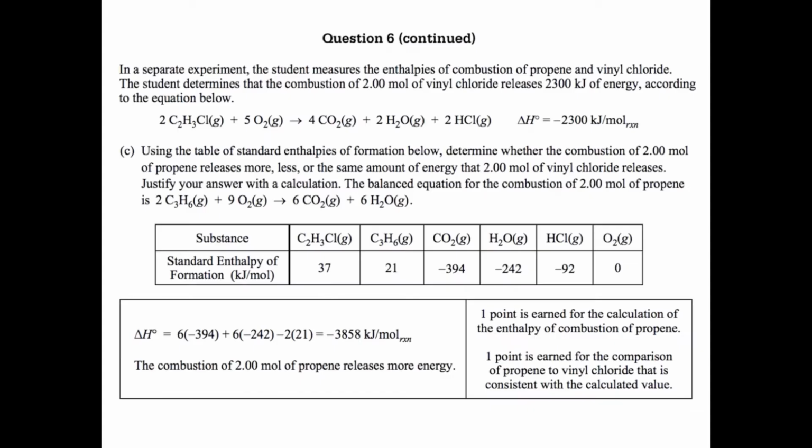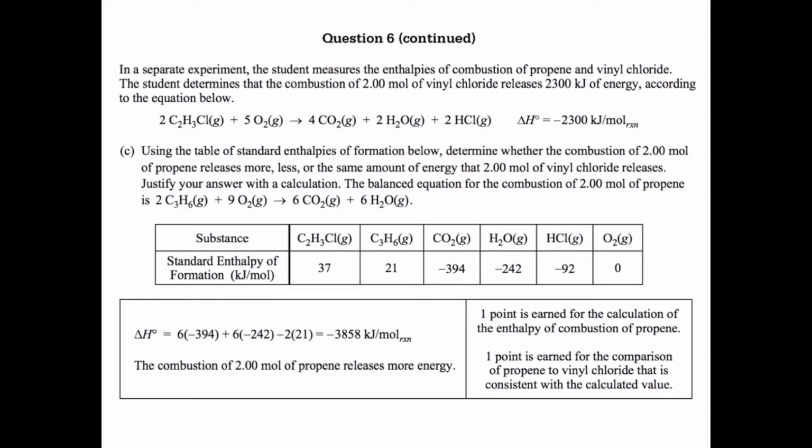In a separate experiment, the student measures the enthalpies of combustion of propene and vinyl chloride. The student determines that the combustion of 2 moles of vinyl chloride releases 2,300 kilojoules. So there's your reaction there, showing those 2,300 kilojoules being released for 2 moles of vinyl chloride reacting. Using the table of standard enthalpies of formation below, determine whether the combustion of 2 moles of propene releases more or less or the same amount of energy as 2 moles of vinyl chloride.